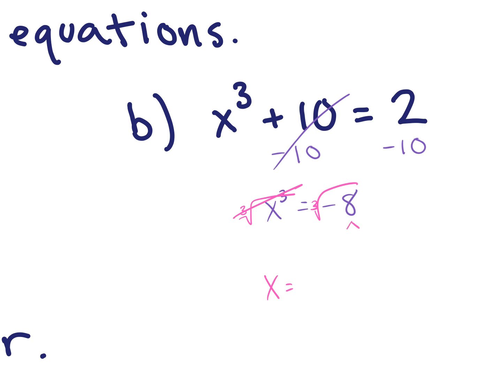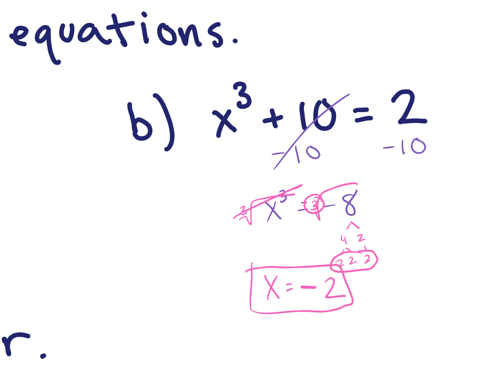What are 2 factors of negative 8? 4 and 2. 2 factors of 4? 2 and 2. I circle how many of a kind? 3. So what's going to come to the outside? Negative 2. Awesome. Because it's negative on the inside, my answer is going to be negative.